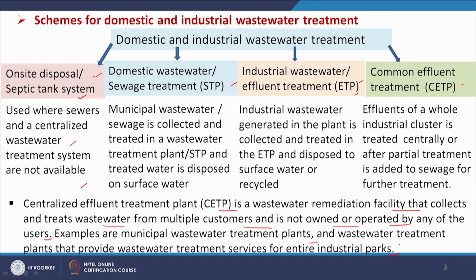That means there may be 2 options, either the wastewater generated in the industrial sector is commonly collected and treated, that is also CETP, or the individual industry is doing some preliminary treatment and releasing the wastewater into the sewage streams, and then it is treated in the sewage treatment plant. So, that way also CETP is possible.